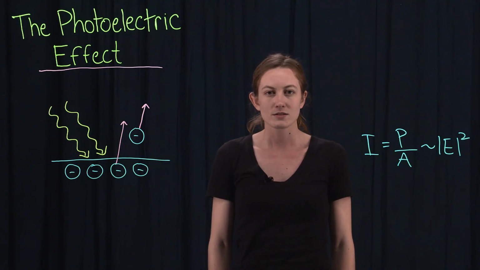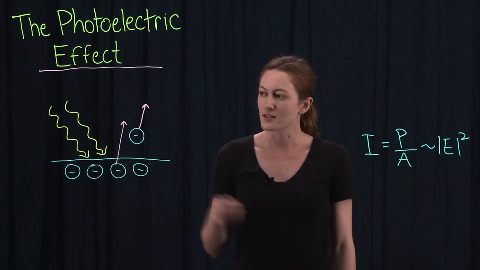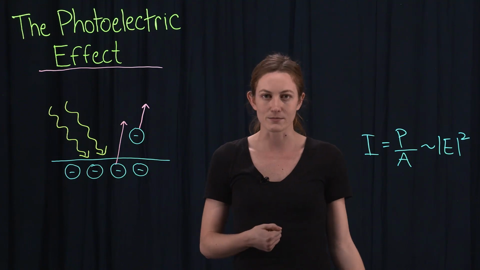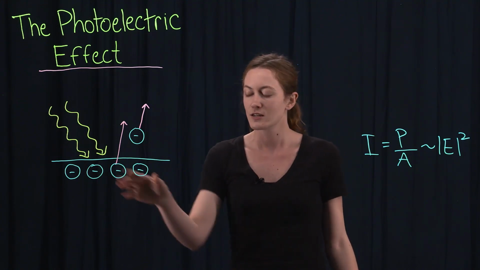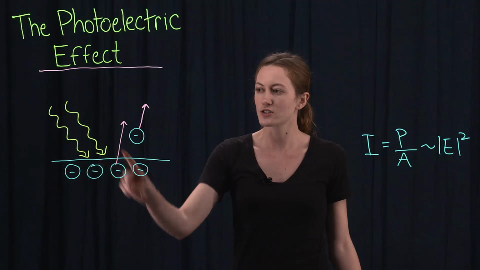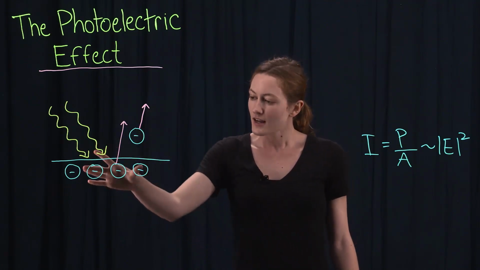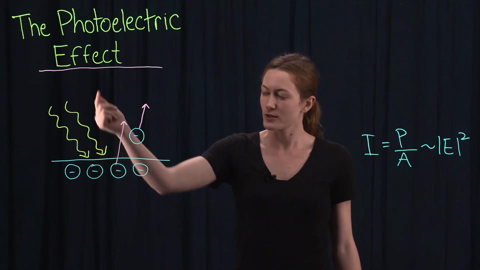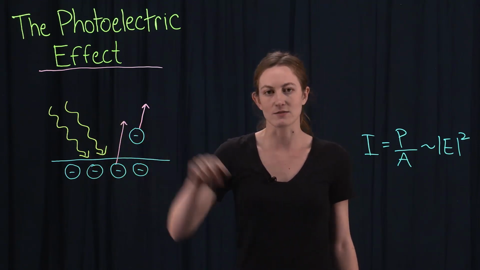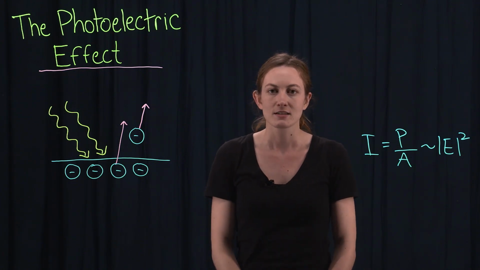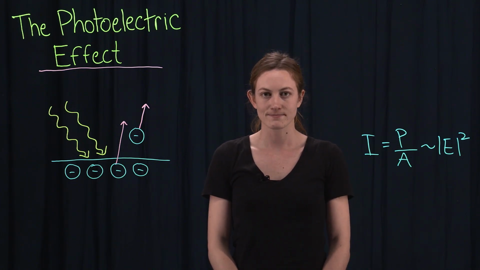So, according to this classical theory, when dim light shines on the surface, it'll take the electrons some time to accumulate enough energy in order to overcome the metal's work function and be ejected from the metal. So, classically, we'd expect a time lag between the start of illumination and the ejection of the photoelectrons. Let's calculate the time lag we'd predict using this classical theory.